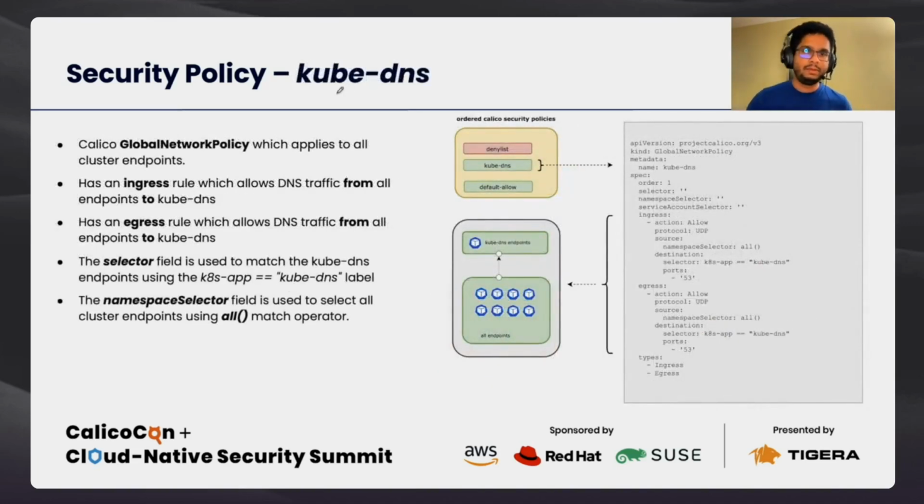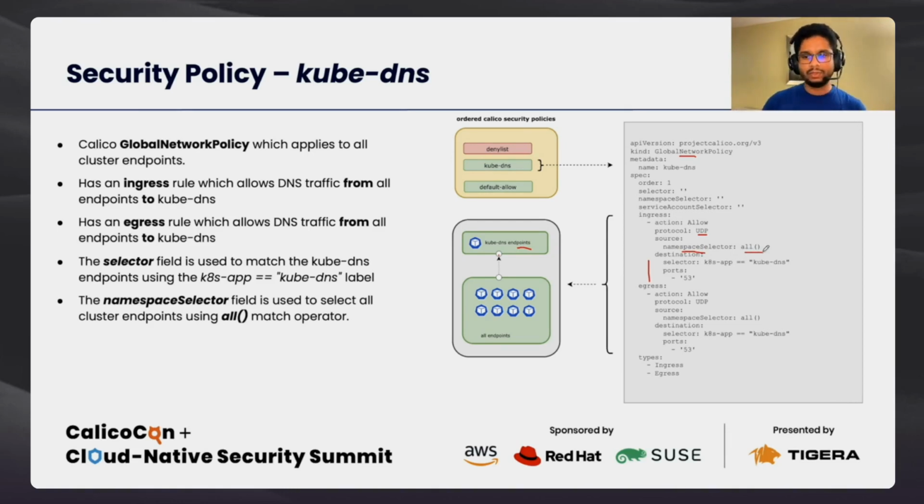The second example is the kube-dns policy. If you look at this policy, this is a global network policy. In the ingress direction, the destination is kube-dns, and we've allowed UDP port 53, so the protocol is UDP. If you were to visualize this policy, you have kube-dns endpoints, and we've created this pinhole on the ingress direction from all cluster endpoints to kube-dns. We've matched all cluster endpoints by using the namespace selector with the all match operator.